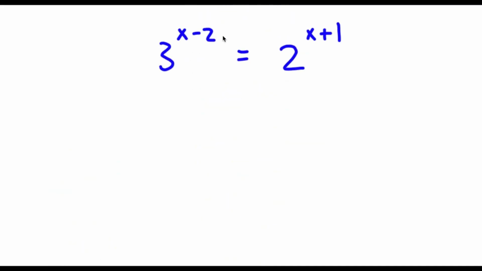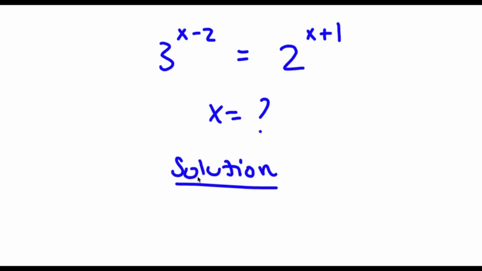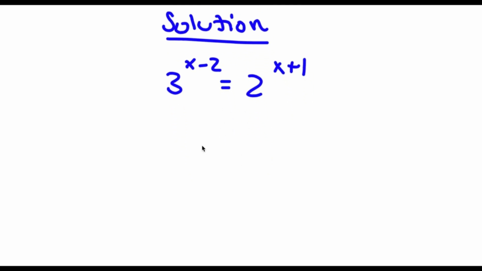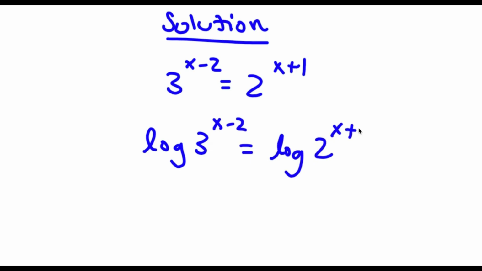Alright, so I have 3 to the power of x minus 2 is equal to 2 to the power of x plus 1. So right here, I want to find the value of x. So for my solution, first start with 3 to the power of x minus 2 is equal to 2 to the power of x plus 1. Now, I'm going to take the log on both sides. So now I have log of 3 to the power of x minus 2 is equal to log of 2 to the power of x plus 1.